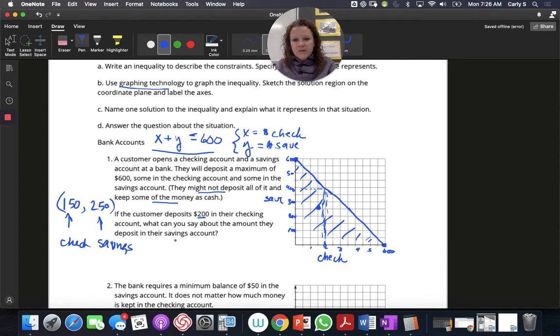So if they deposit $200 in their checking account, they can have anywhere between $0 and $400 in their savings account. How I would write that with an equation, I would say y could be less than or equal to 400. Knowing that y has to be positive, I could also say 0 less than or equal to y less than or equal to 400. Either one of those works perfectly well.